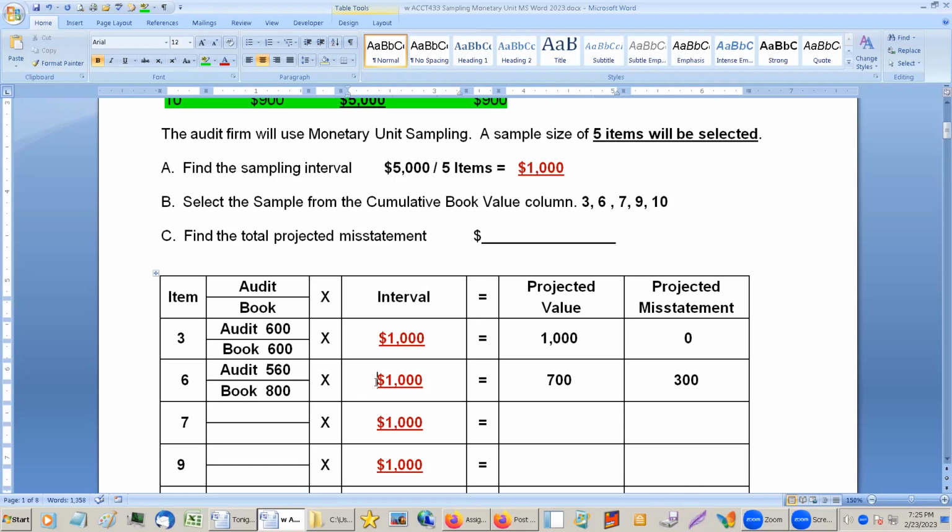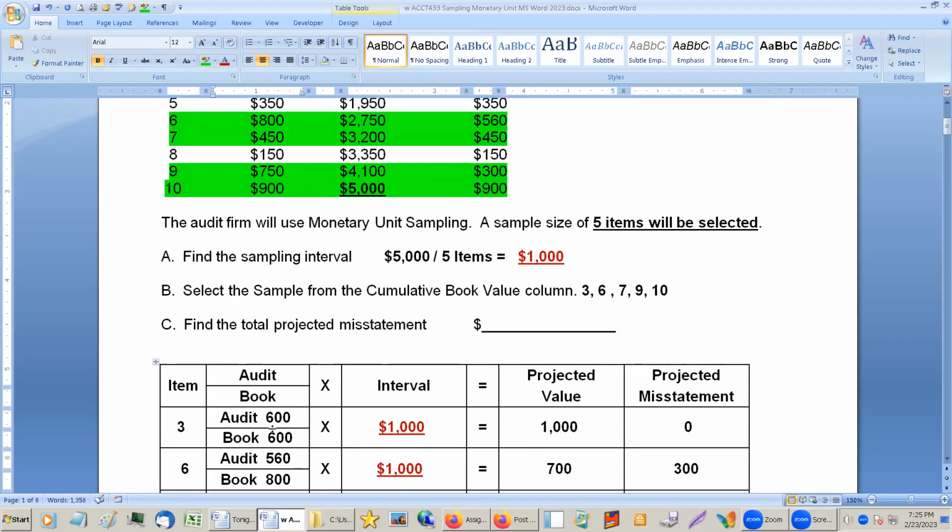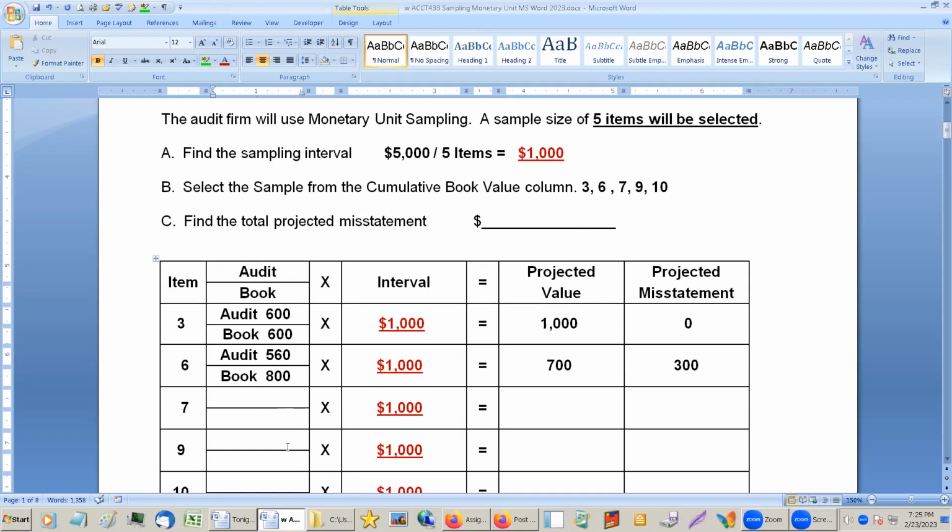So for this interval, we picked this one item, and we said it represents the entire interval, and we're saying that the entire interval is worth 700. So this is worth 300. Okay, let's go to number 7. 450 and 450. That one's easy.